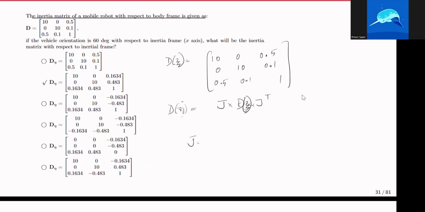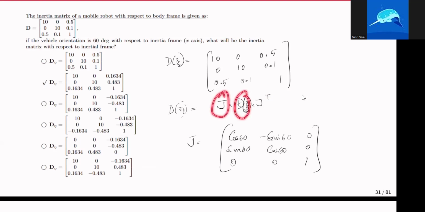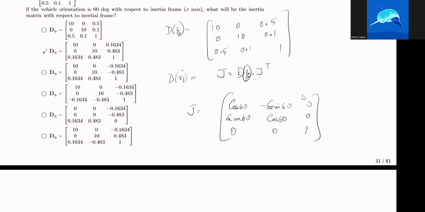So the J matrix would look something like this: cos 60, minus sine 60, 0, sine 60, cos 60, 0, 0, 0, 1. Right? So now we have the J matrix, you have the D matrix, and J transpose is nothing but the transpose of this matrix. So if you multiply out all these three matrices, you will be able to get the correct answer as option B.